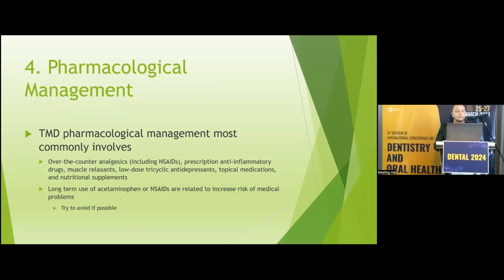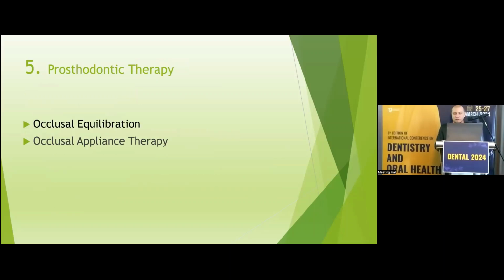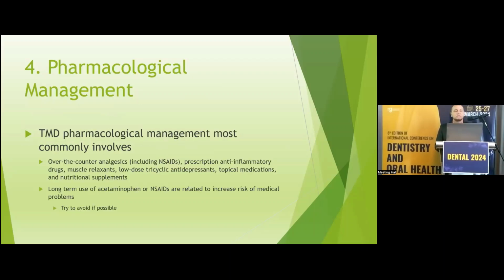Now, maybe the most important thing that I want to talk about for the pharmacological management: we mentioned TMD can be either articular, muscular, or both. If it's articular, you're going to prescribe an anti-inflammatory medication, most probably non-steroidals, so maybe meloxicam, maybe naproxen, ibuprofen. If it's a muscular problem, then you're going to prescribe a muscle relaxer like baclofen or cyclobenzaprine.